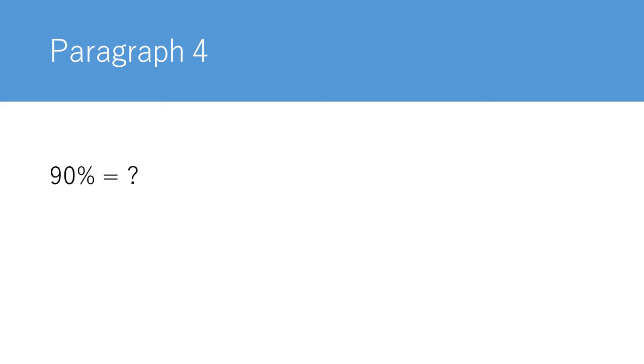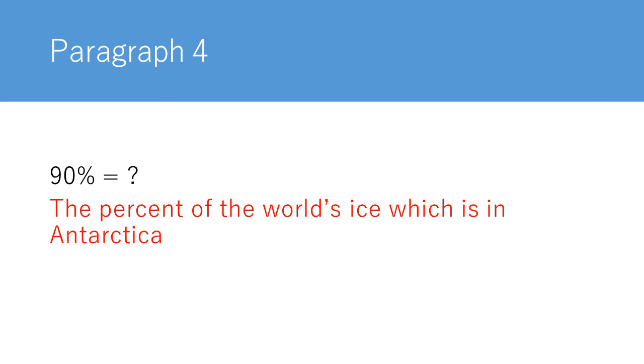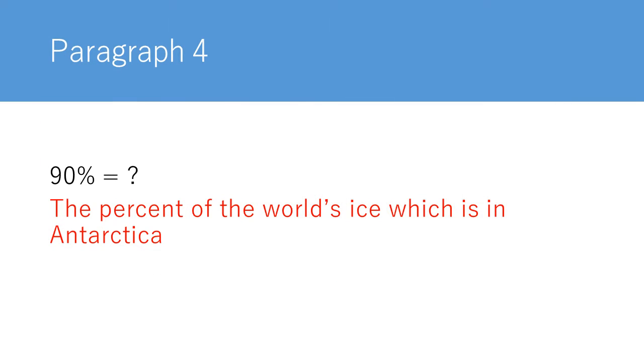Let me give you another question out of paragraph 4. This one is the number question, rather. There is another number there, 90%. So what do they mean in paragraph 4 when they ask about 90%? Okay, pause and come back. So 90% means it's the percent of the world's ice which is in Antarctica. If you want ice, Antarctica is a great place for it. It's got by far most of the ice in the world, 90%.